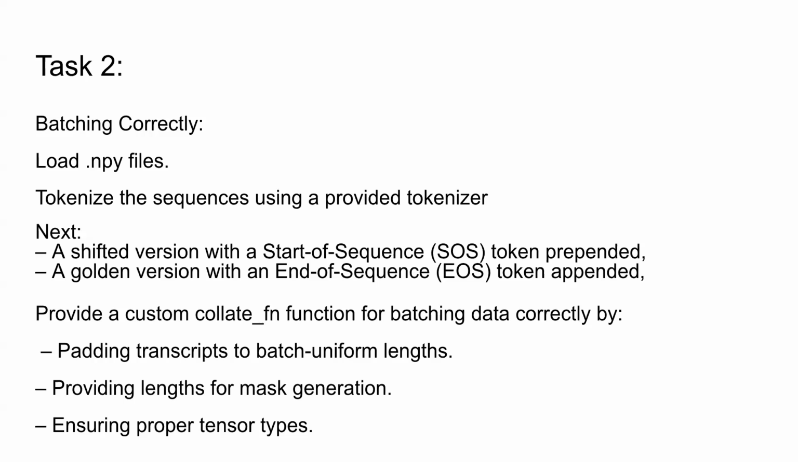And then since transformers are trained through a self-supervised method, you need to have two versions of the data. One is the shifted version and another one is the golden version.